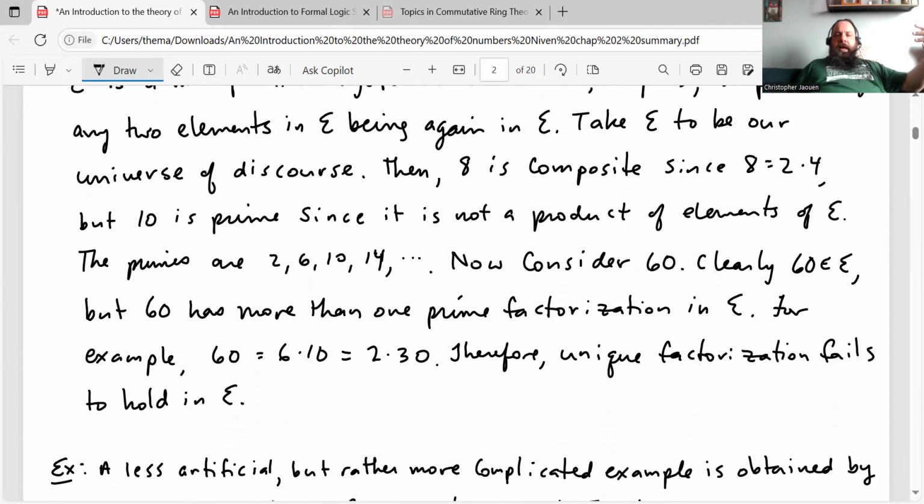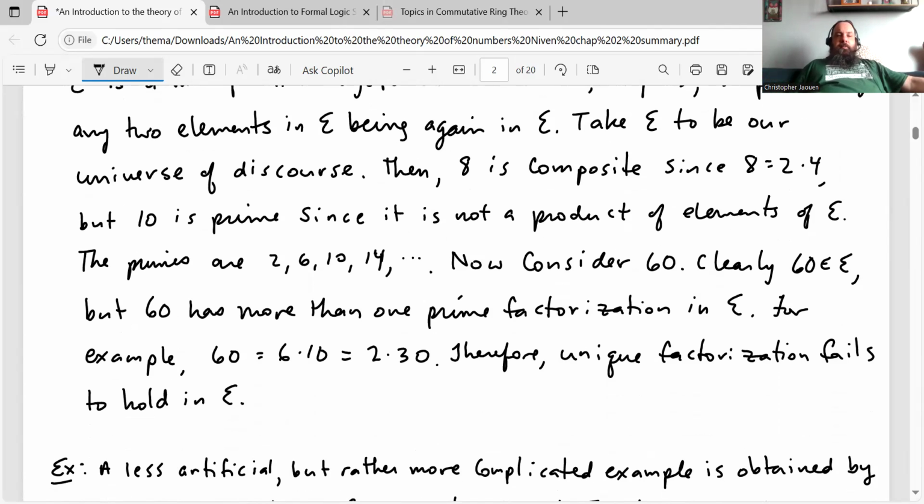Then, for example, 8 is composite because 8 is a product of 2 times 4, and 2 and 4 are elements of the set epsilon, the multiplicative system epsilon. But 10, notice, is prime since it's not a product of elements of epsilon, right? It's an even number. It's 2 times 5, but 5 is not an element of the set epsilon.